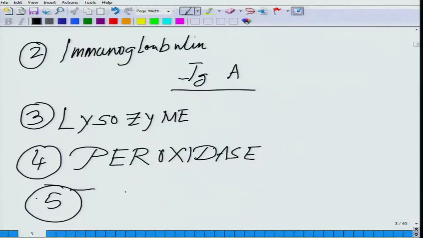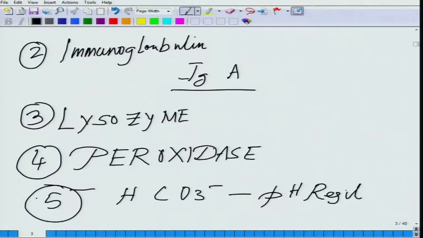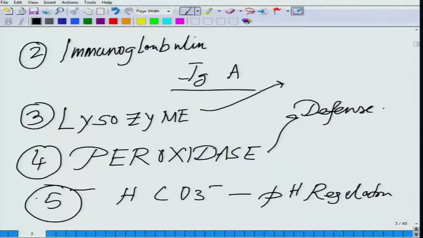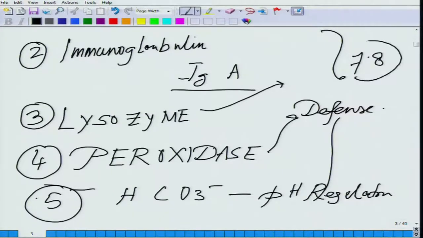a very high concentration of HCO3-, and this is involved in pH regulation, the major role, while peroxidase is in the defense mechanism, and so is lysozyme. So, these are the major components, and the pH of this whole thing is approximately 7.8. Generally the pH of saliva is 7 to 8.